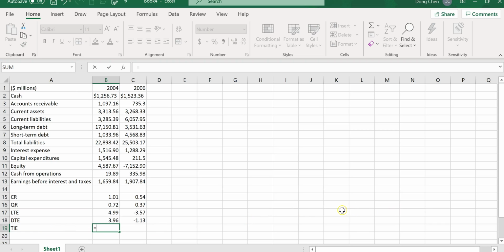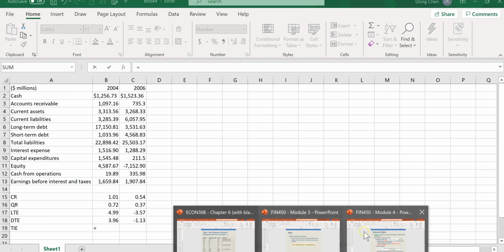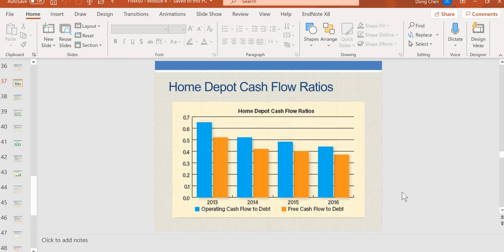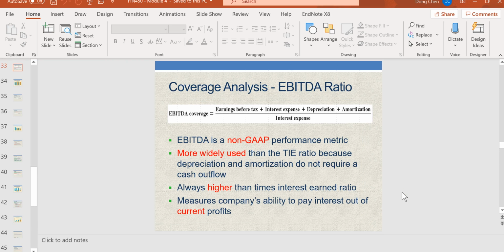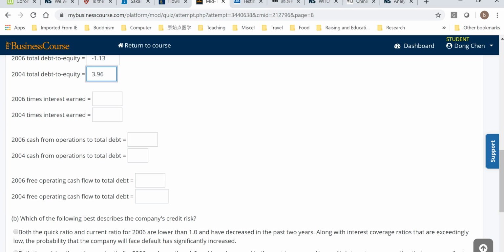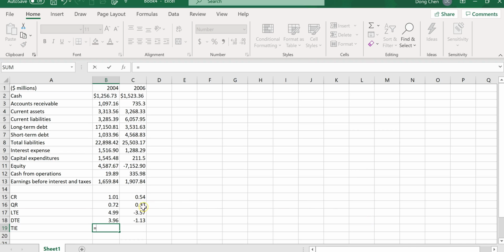This is basically the earnings before tax plus interest, right? If we go back to the lecture slides, this is earnings before tax. This is one of the coverage ratios, by the way. Times interest earned is earnings before interest and tax divided by interest expense. So go back to the formula. This is the EBIT, earnings before interest and taxes.